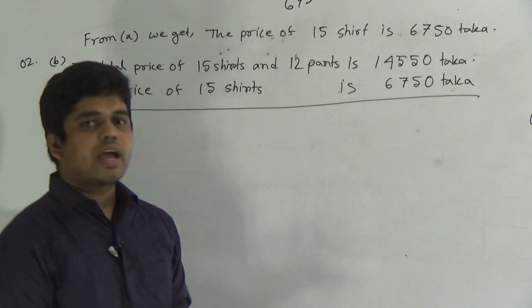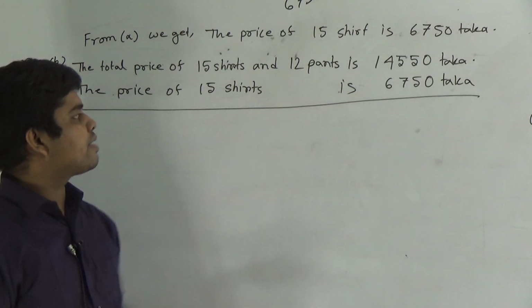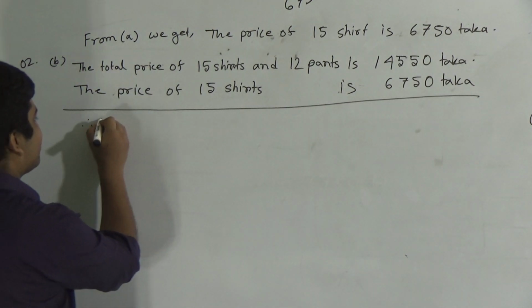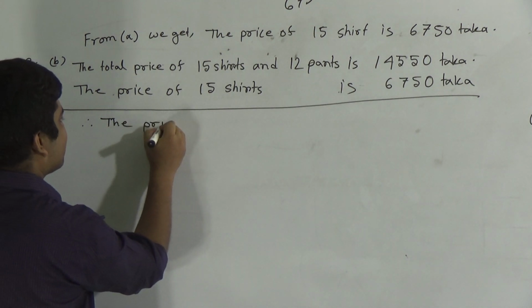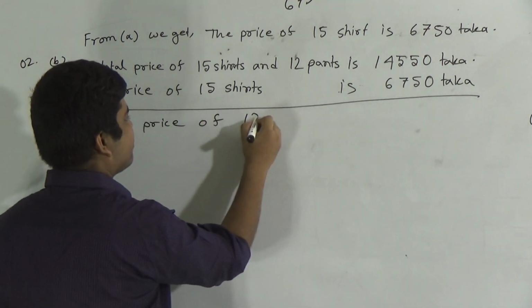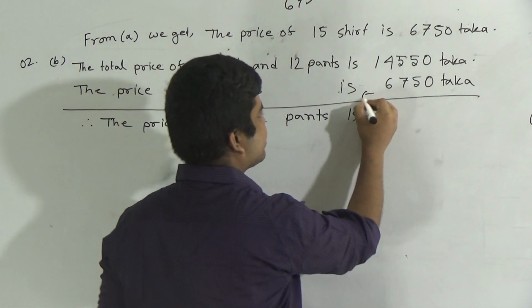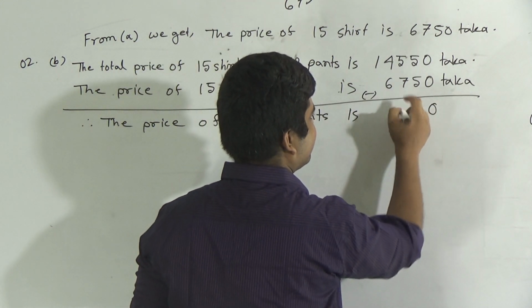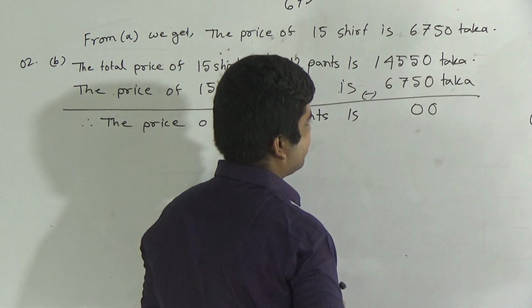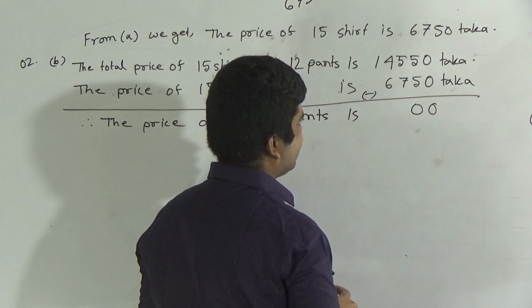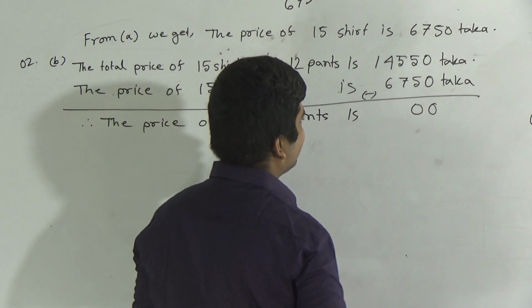12 pants, I get the price of 12 pants. So write, so the price of 12 pants is... now subtract: 0 minus 0, 7 to 15, it will be 7, 8, 9, 10, 11, 12, 13, 14 and 15.